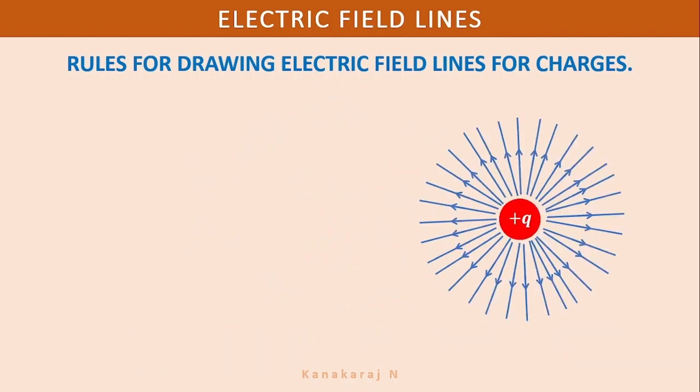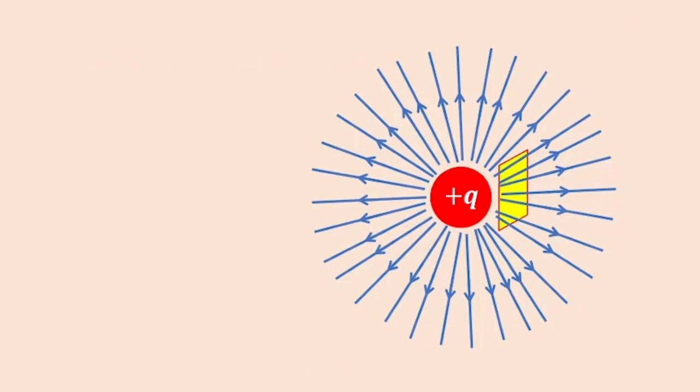Here, you have a point charge and the electric field lines are shown for a point charge. Now, let us consider a small area. How many lines are passing through this area? 1, 2, 3, 4, 5, 6, 7. There are 7 lines passing through this area perpendicular to the surface.